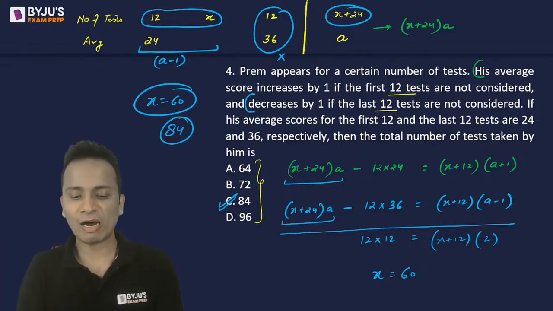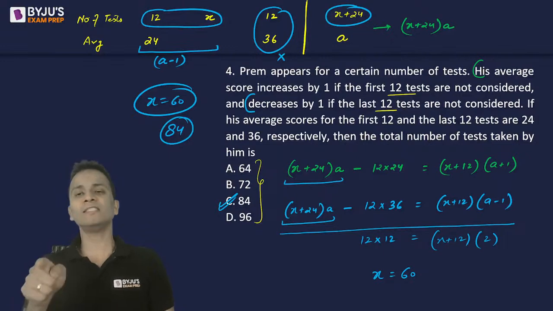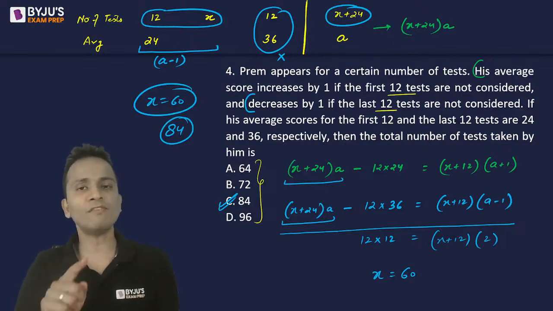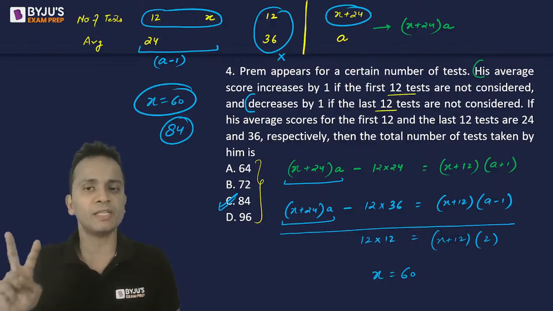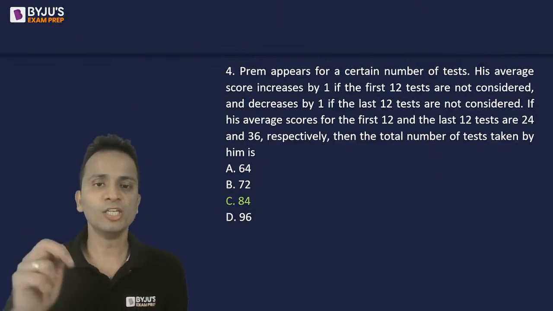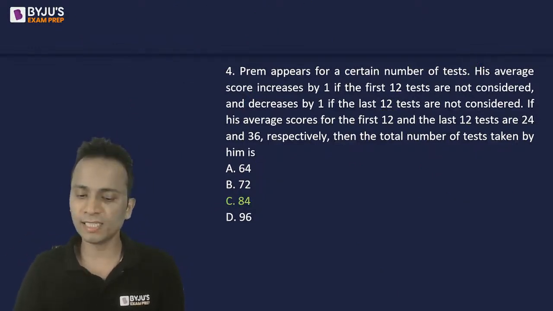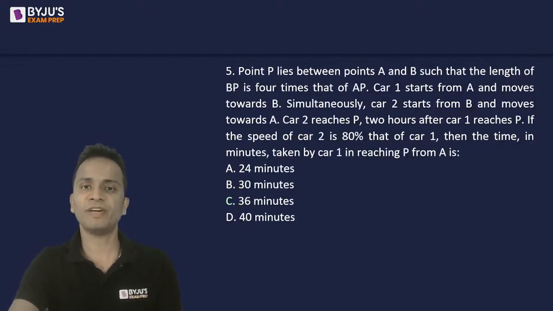So now after taking some time, a lot of you have given a correct answer. Nice. But understand the equations that I have made. I have just answered this question in 2 steps. The answer came within 2 steps if you have made these equations correctly. So the correct answer here is option C, that is 84. Let's move on and look at the next question, question number 5.